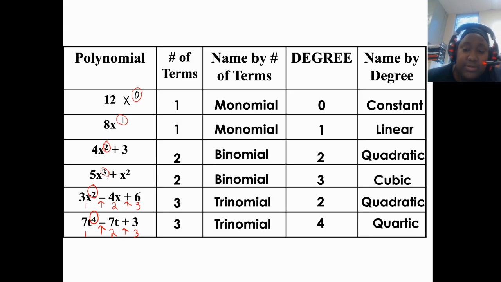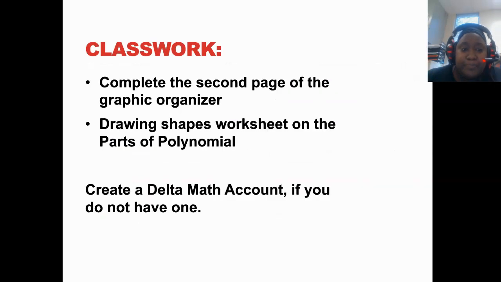Pause the video at this time. Let me go back. Pause the video at this time to fill in the chart if you haven't completed it already. The classwork. Okay, so you guys have 2 assignments. One of them is a graphic organizer, which you don't have to fill in, but it's actual work to complete on the second page. So you're going to complete the second page of the graphic organizer, and then you have another sheet that is attached to the back of your other graphic organizer note page. It's going to ask you to draw shapes on the parts of polynomials. So that'll be the 2 assignments for today.